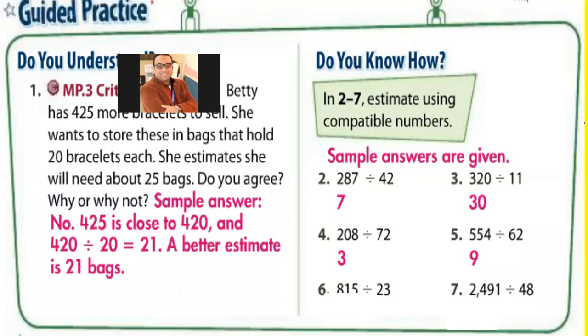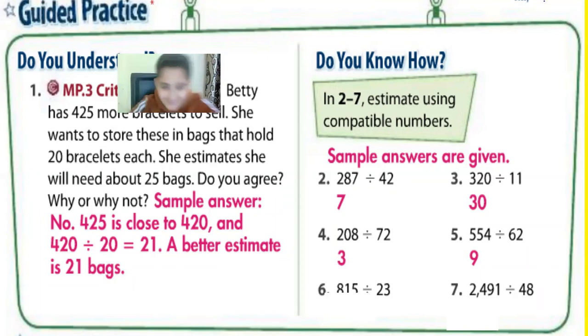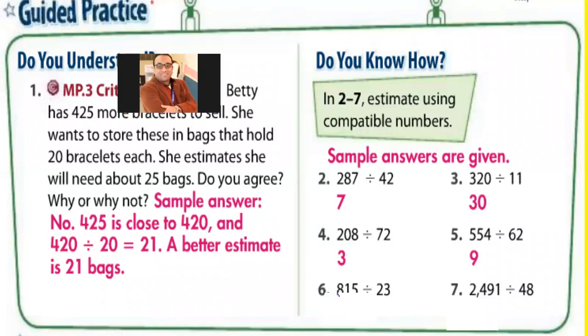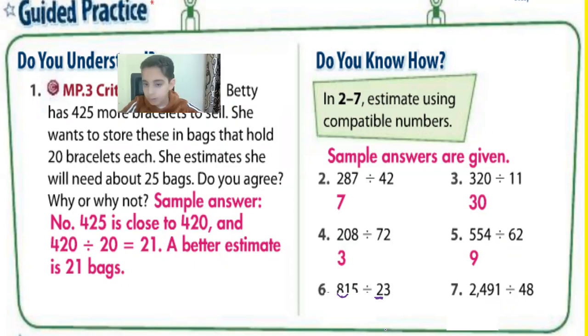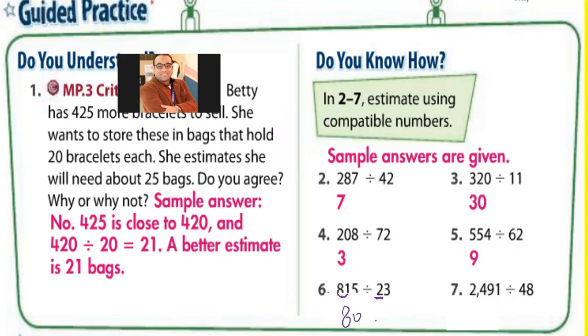Iwan. Hello, Iwan. Number 6. Okay. 815 divided by 23 will be 20. But let's think about 81 first. Is there a relation between 81 and the 2? Can I divide 81 by 2? Nope. But if it's 80, it could be divisible by 2.